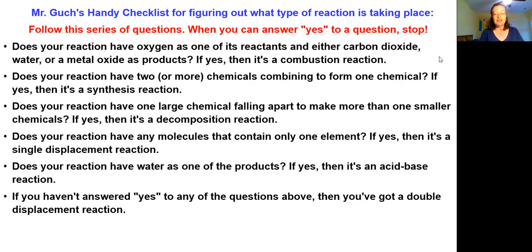A mistake I see a lot is for people to somehow skip this step where they check to see if there's water, and so they'll tell me it's double displacement when in reality it's acid-base. We can do better than saying double displacement. We can let them know it's an acid-base reaction.